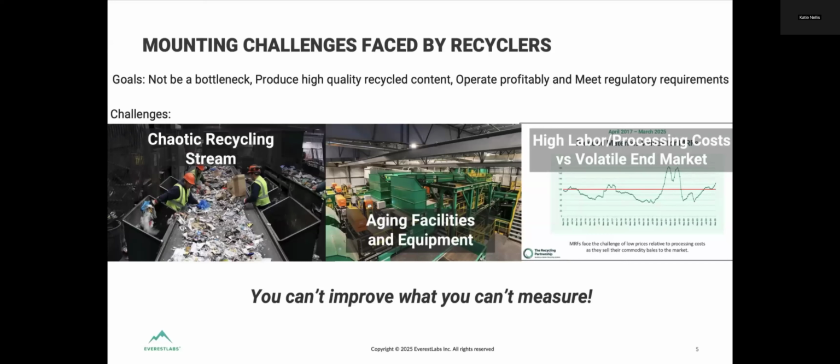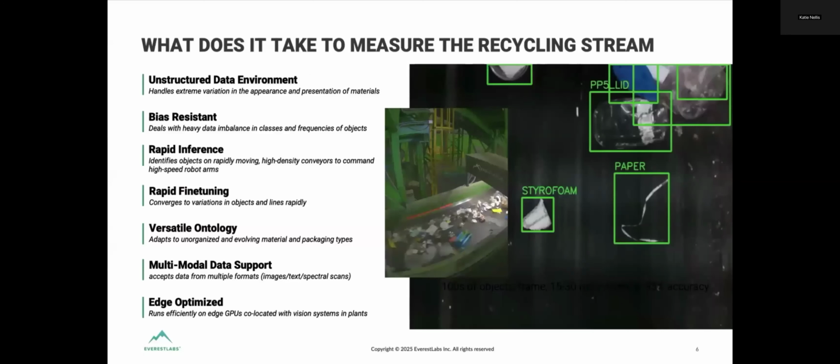And so all of that is a way of saying that in order to meet these goals, you need to be able to improve the operational efficiency, and you really can't improve what you can't measure. And that goes into the AI part of this. So what does it take to measure the recycling stream, which is something that we want to give you a little bit deeper insight into.